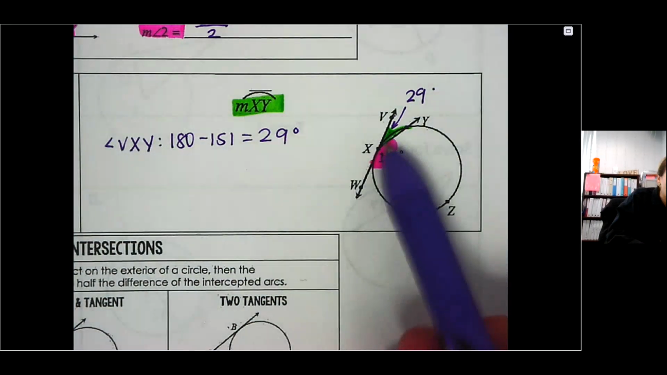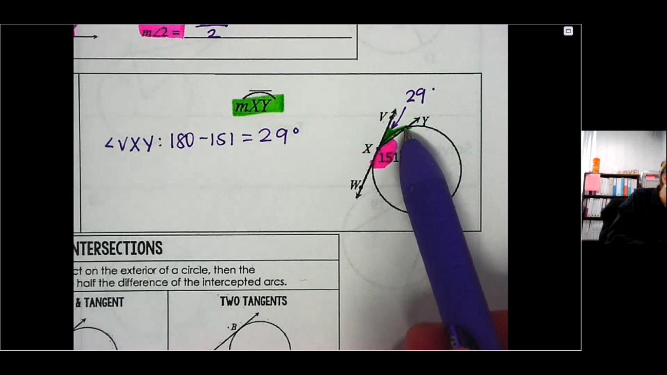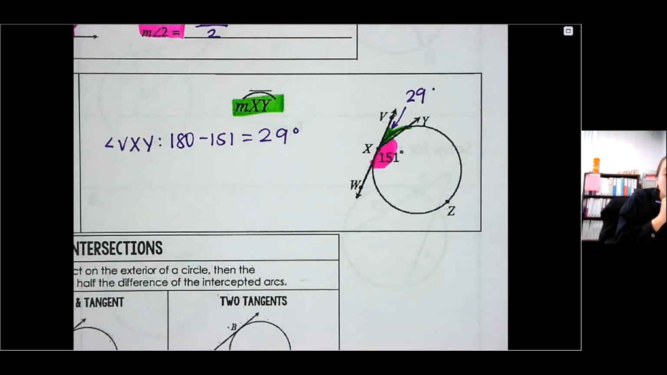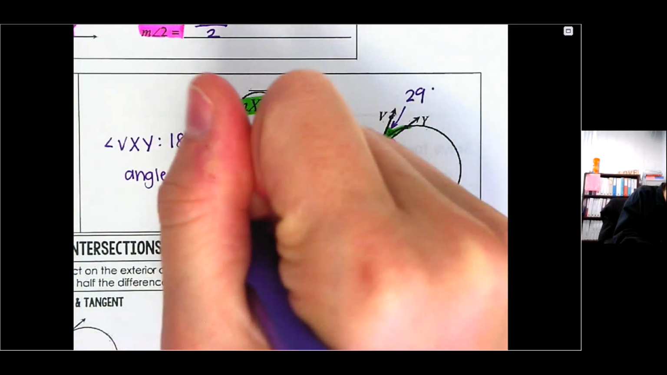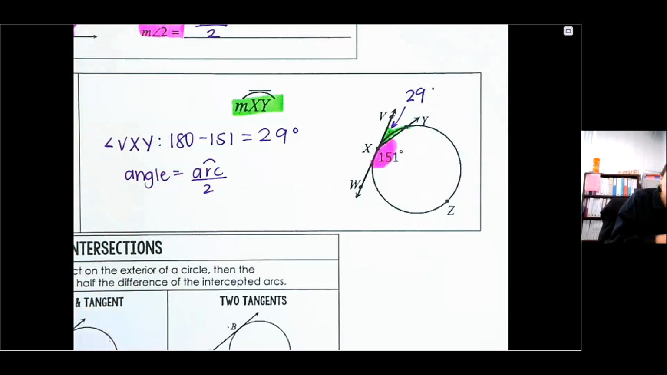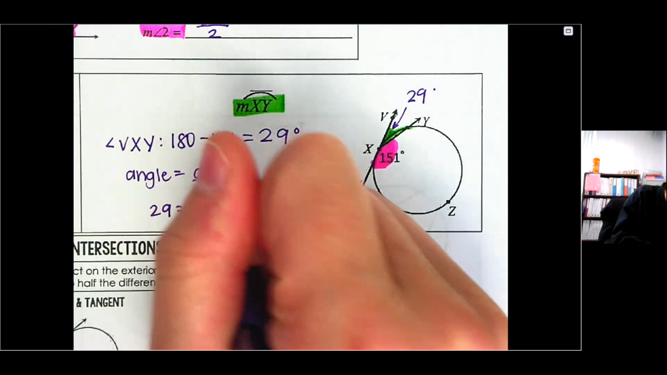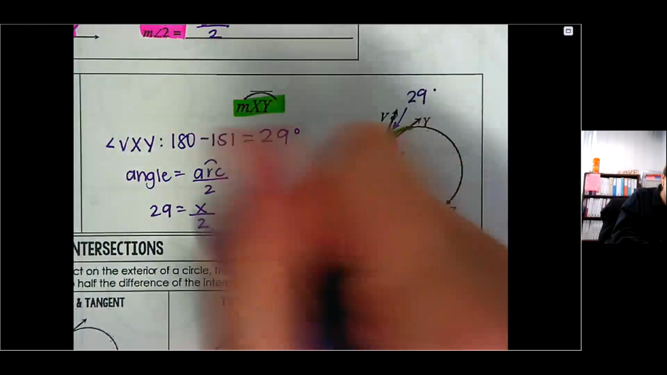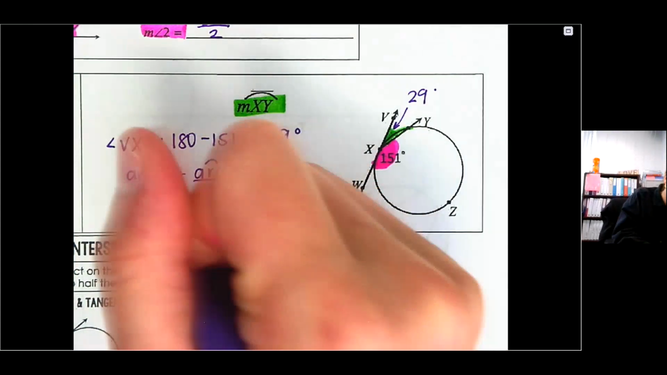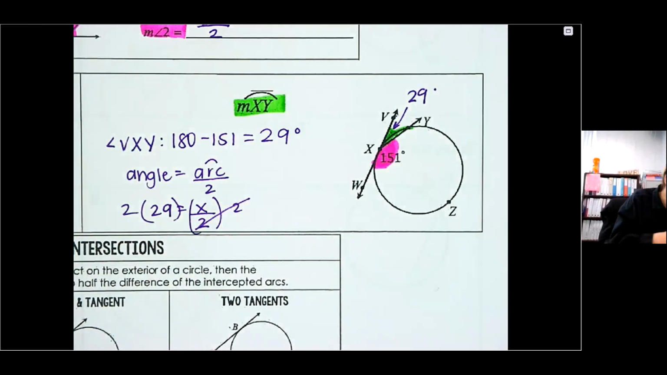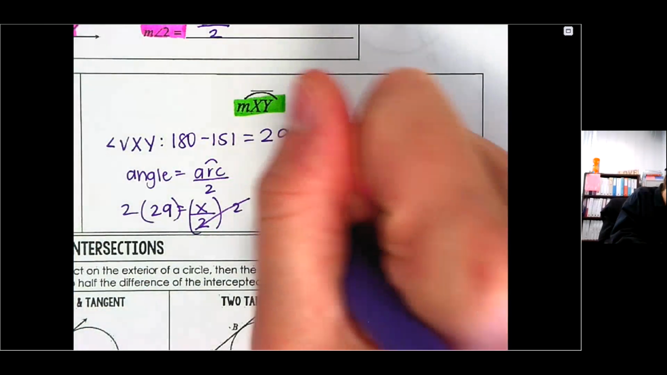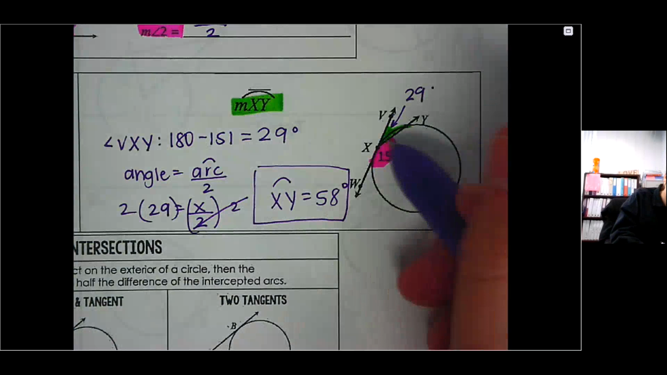Now, to get the arc measure, since I know the angle, instead of dividing by 2, I'm going to multiply by 2, because the equation is, you take the angle and it is the arc divided by 2. So since I know the angle is 29, and I'm trying to figure out my arc, divided by 2, to get rid of that, I multiply by 2. So the measure of arc XY is 58 degrees. So this arc right here is 58.